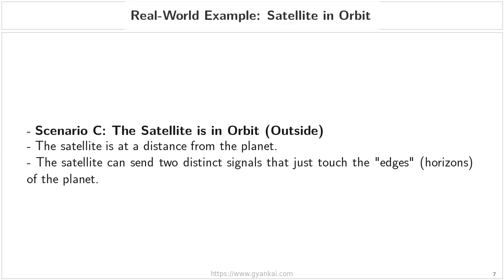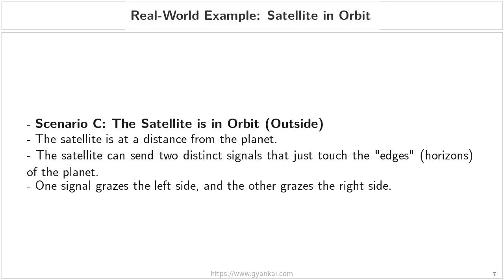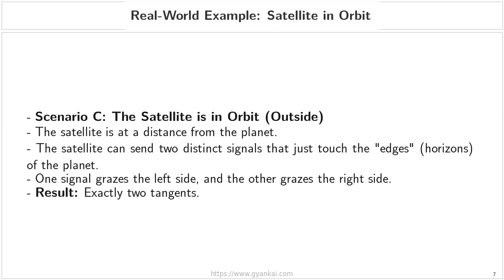From this external position, the satellite can send out 2 distinct signals that just graze the edges, or what we might call the horizons, of the planet. If you visualize this, one signal will graze the left side of the planet, and the other signal will graze the right side. Because these 2 signals touch the circular boundary at exactly 1 point each, they represent our 2 tangents. Therefore, the result is exactly 2 tangents. This perfectly illustrates the rule we discussed earlier for any point located outside the circle.